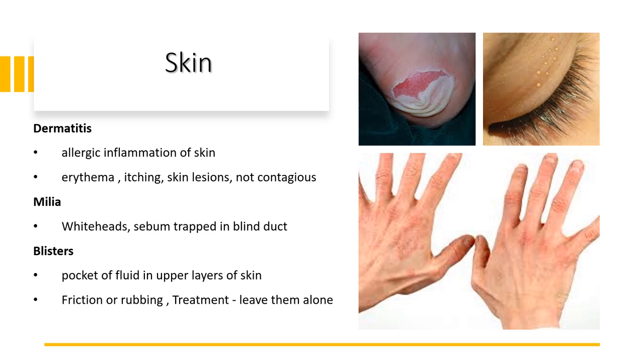Dermatitis is an umbrella term for an allergic inflammation of the skin. There's usually erythema, which is redness, itching, maybe skin lesions where the skin is broken, but it's not contagious. And it might be an irritation to soap, anything that you come into contact with, maybe washing powder, something you've changed in your normal habits at home.